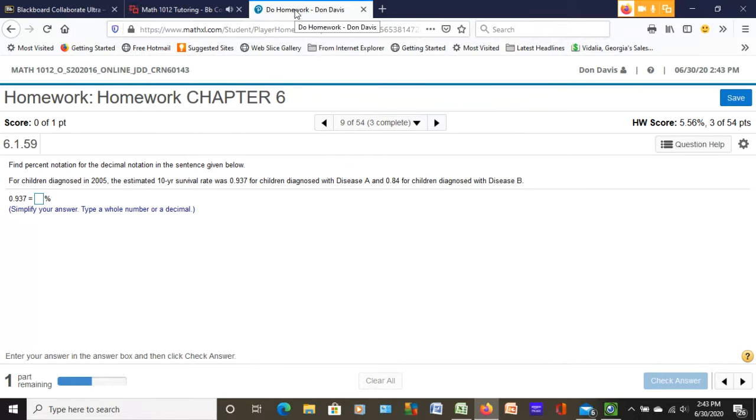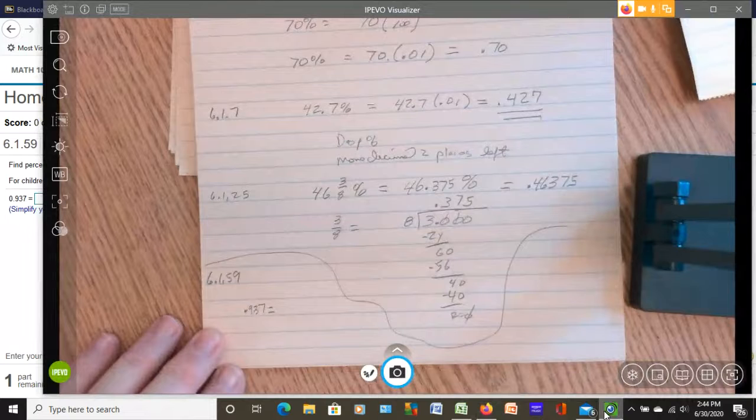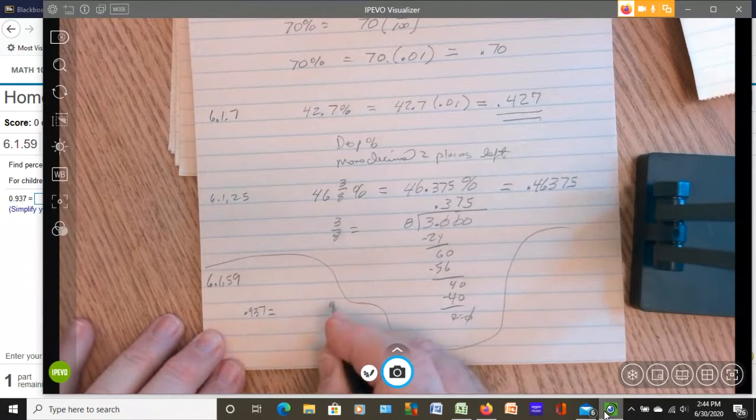What they want us to do now is first take the first decimal value, 0.937, and make it a percent. All right, so let's look on the pad. We have 0.937, and they want it to become a percent.